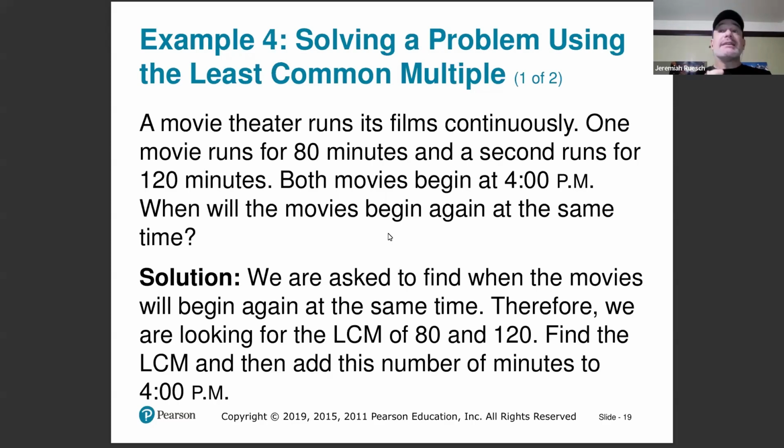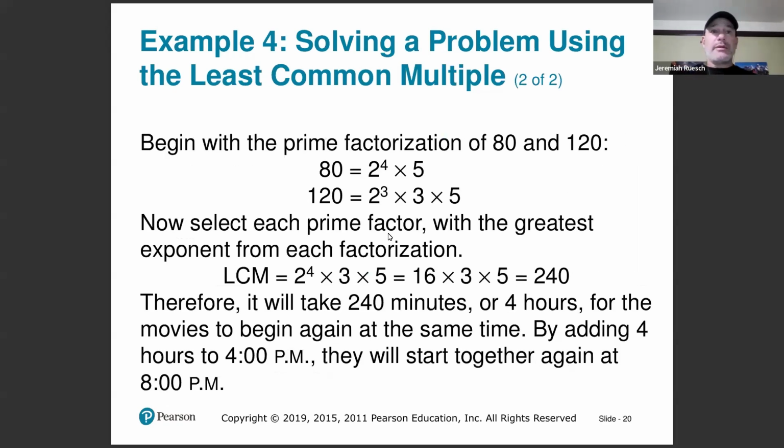Okay. And if we did that, we'd find that the LCM of these two numbers is, well, 80 can be written as 2 to the fourth times 5, and 120 can be written as 2 cubed times 5 times 3. So we take the largest of each of these. We'll take 2 to the fourth, we'll take a 3, and we'll take a 5. And so that gives us 240. So the LCM of 120 and 80 is 240.